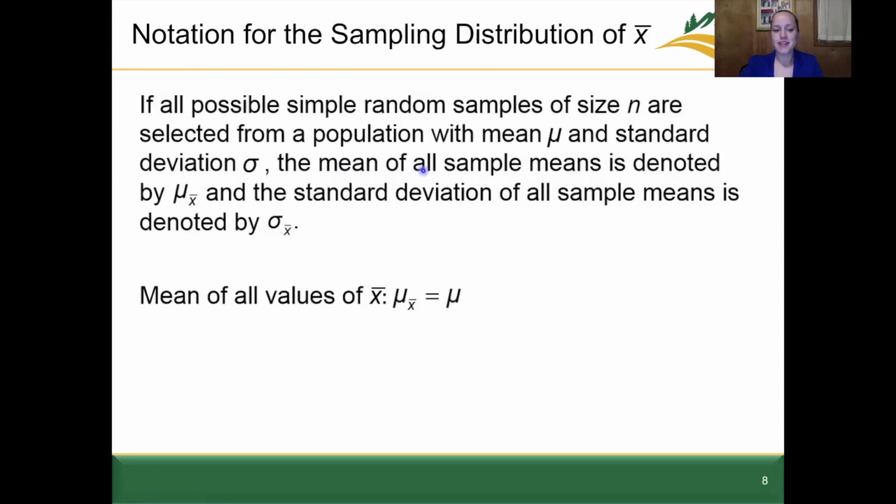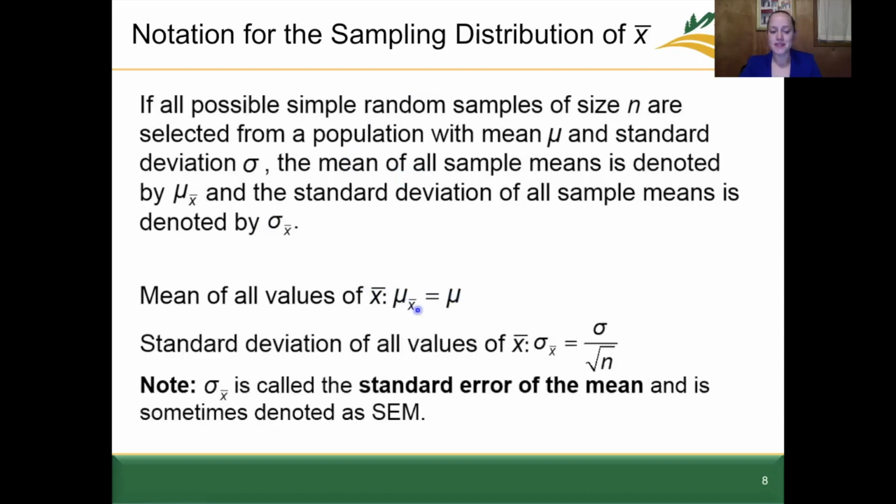In other words, the mean of all values x bar, we can denote as mu sub x bar, where mu sub x bar is equal to mu, or the population mean. Then for the standard deviation of all values of x bar, the standard deviation is denoted by sigma subscript x bar. That's going to be equal to sigma, the standard deviation of the population, over the square root of the number of trials, or lowercase n.